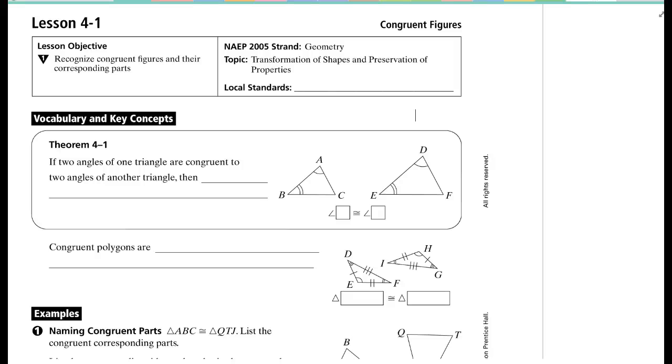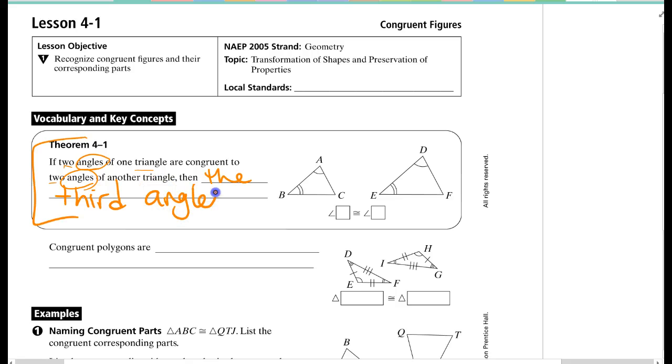Welcome to Chapter 4. Here is Lesson 4-1 on congruent figures. First, we start off with a theorem about triangles. So here we go. If two angles of one triangle are congruent to two angles of another triangle, then the third angles are congruent.